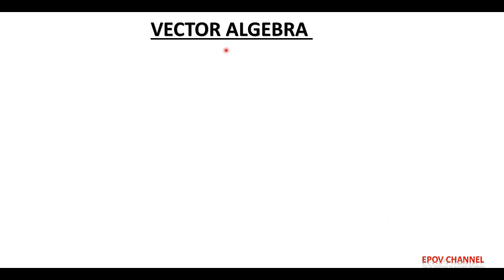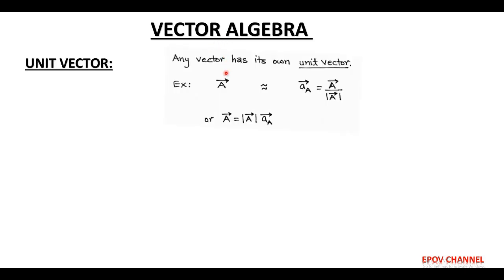Before starting laws and principles of electromagnetics, we first go through vector algebra. The first point is, any vector has its own unit vector. As we know that vector is the quantity which has magnitude as well as direction. So any vector A having magnitude mod of A vector and its direction is represented by its unit vector, and it is denoted by small a vector. So the unit vector of vector A is equals to A vector upon magnitude of A vector.